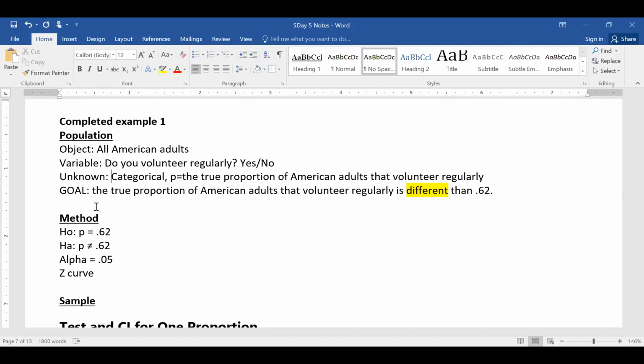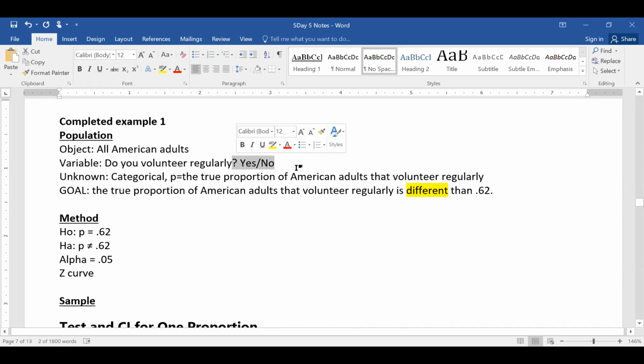The variable. When we're looking at categorical data, I usually just write the variable as a question, because I think it's the easy way to do it. You can write it any way you want, as long as you get across what the variable is. Remember, the variable is what's changing from person to person. The question that would be asked is, do you volunteer regularly? And it's a yes, no question. I always write yes, no after the question mark, just to key the reader that this is categorical.